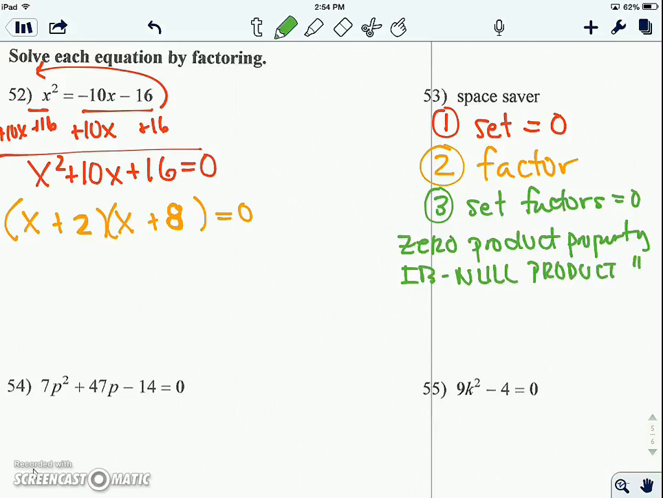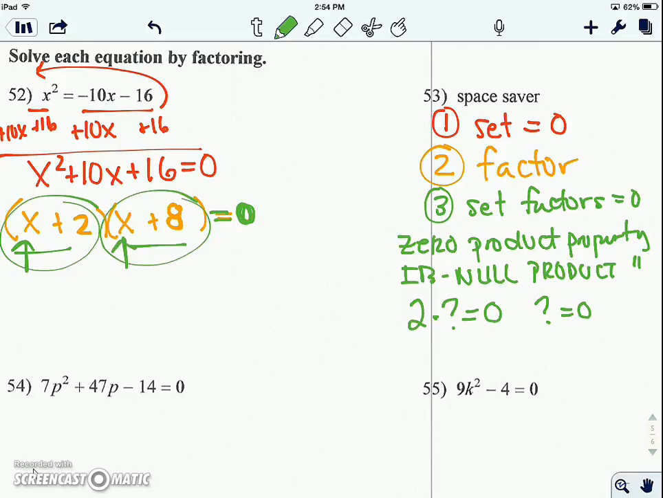Okay? But that just means that if you had two numbers, let's say 2 times question mark equals 0, the only way that's true is if question mark equals 0. The only way to multiply two things together to get them to equal 0 is if one or both things are equal to 0. So we can attempt to figure out what number goes in here to make this whole thing 0, and what number goes in here to make this whole thing 0.